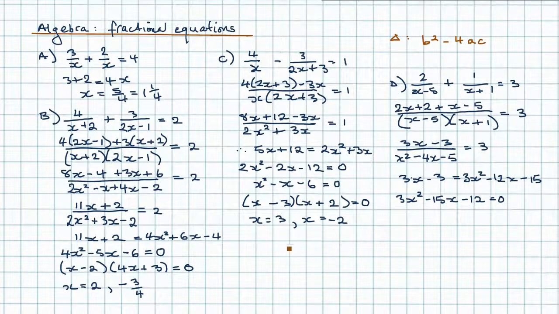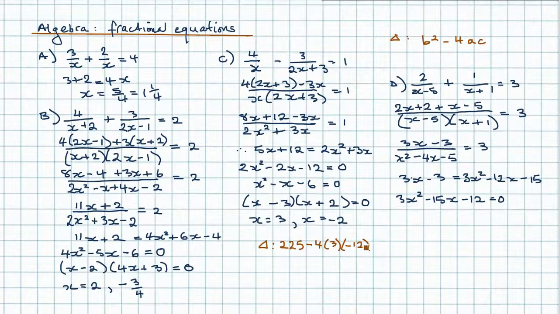So the discriminant is going to be what? So b is minus 15, so I'm going to square my minus 15. Minus 15 times minus 15 is 225. Okay, so far. Now, minus 4 times 3 times negative 12. So I can see this is going to turn out to be a positive, so it can be solved.